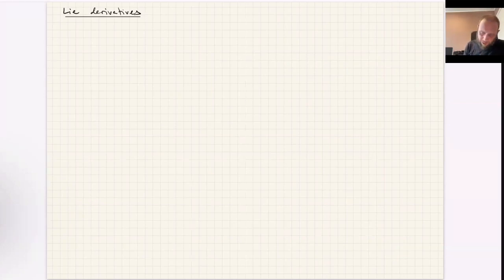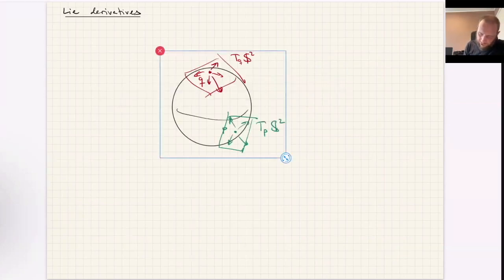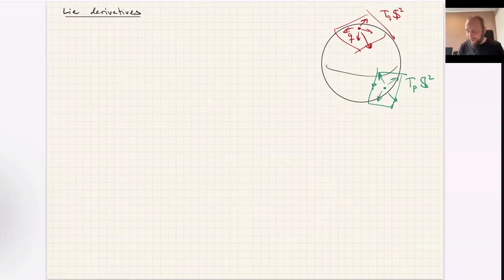To do that, I want you to first have this mental image that we had before the break, remembering that if you have two different tangent spaces, no matter how close, so I can move this P very close to Q, no matter how close the tangent spaces are, you can't necessarily add and subtract vectors from different tangent spaces. So the typical thing you would like to do when you define a derivative is the following.